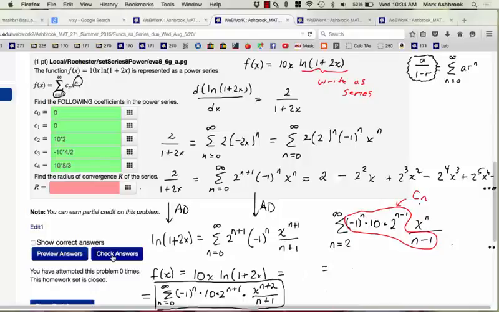And then you're going to multiply x in, so that's going to combine with your x to the n plus 1. You're just going to have one more x, so x to the n plus 2.